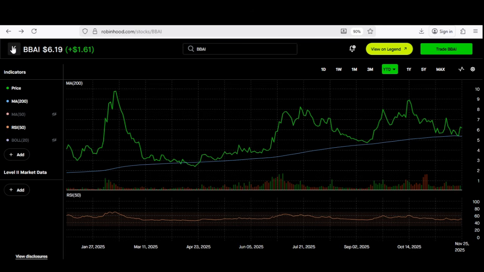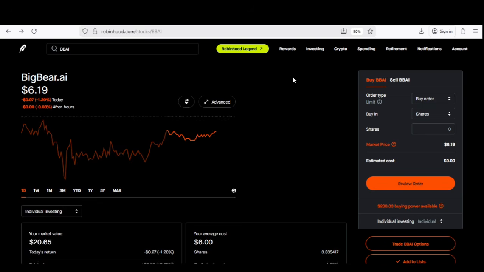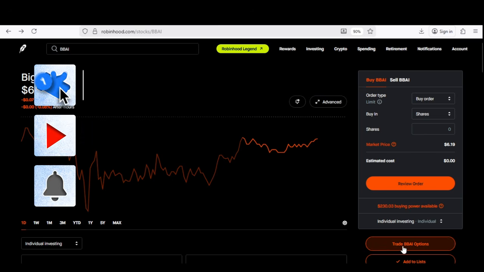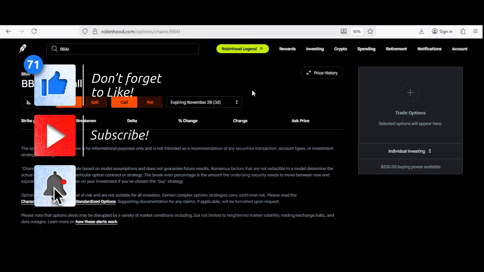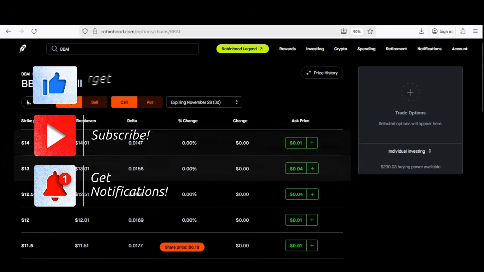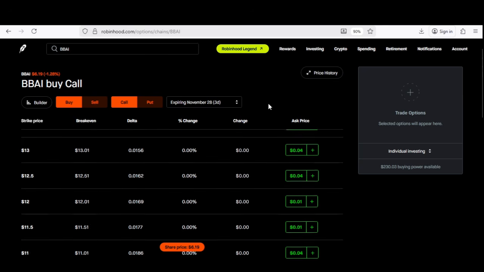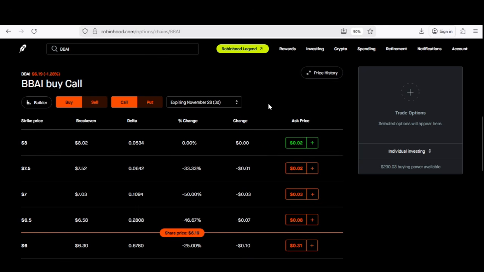Let's go back to BBAI and start on the options. We're going to open up our options chain. For those of you that are new to options, in order to open up the options chain, you're going to go to trade BBAI options down to the bottom here, and that should open up your options chain. This information that we just got on our screen right here is known as the option chain, and what it does is give us enough information to make a very informed decision before getting into any options contract.